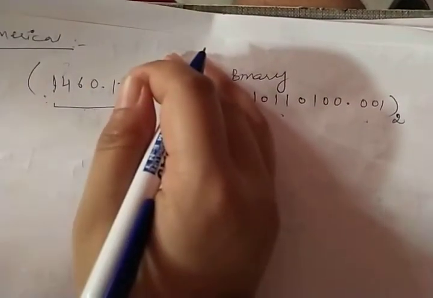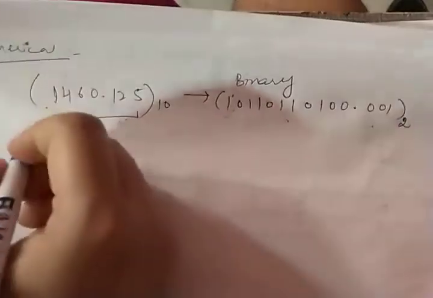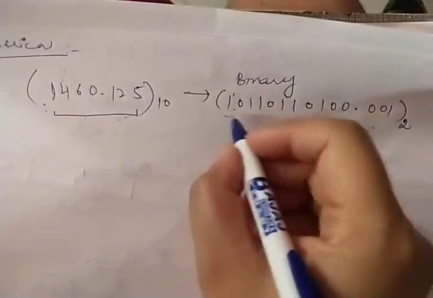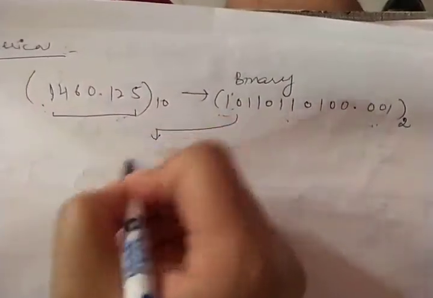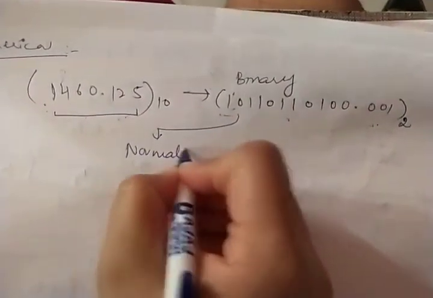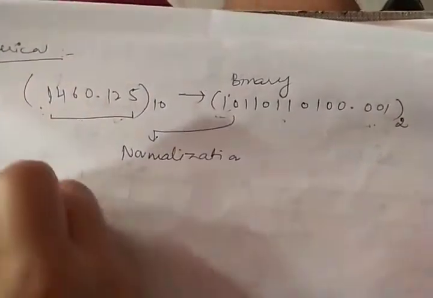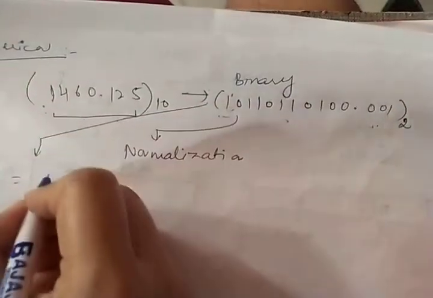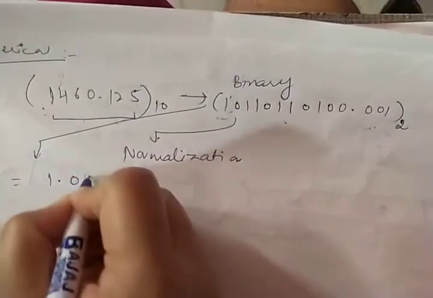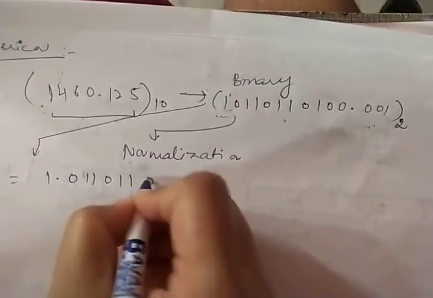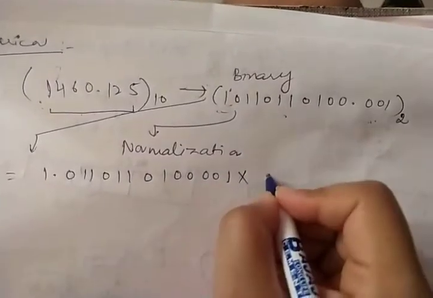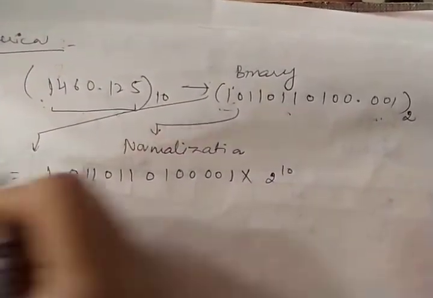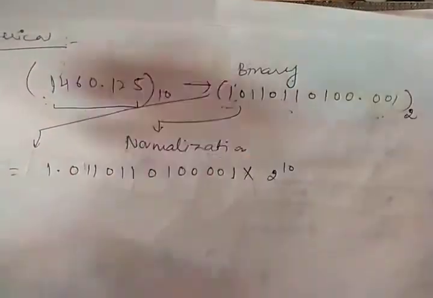Now after converting this, we need to normalize it. As you can see, this is a very long value, so we have to normalize it. After normalization, you will get this binary format as 1.0110110100001 multiplied by 2 raised to the power 10. So this is the normalized format for this binary number.